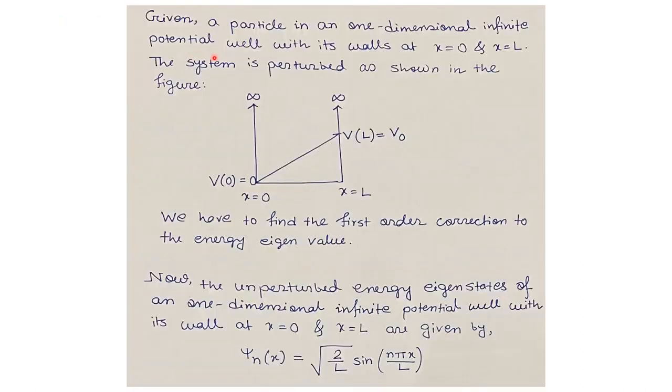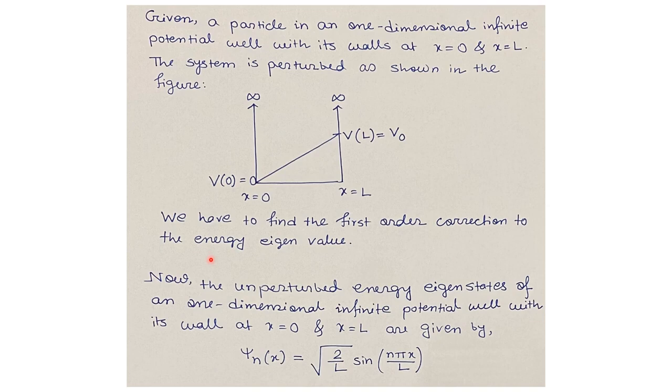We are given a particle in a one-dimensional infinite potential well with its walls at x equals 0 and x equals L. In addition to that, we have a perturbed potential that is varying from x equals 0 to x equals L in that system. We are asked to find the first order correction to the energy eigenvalue of this particle in that infinite potential well in presence of the perturbed potential. In order to solve this problem, we will use the time independent perturbation theory.